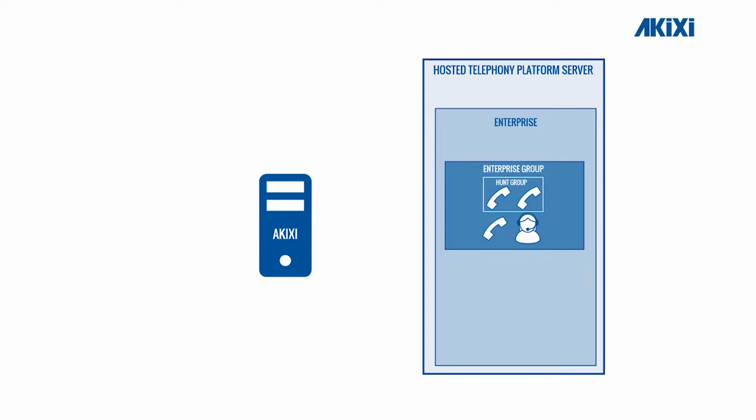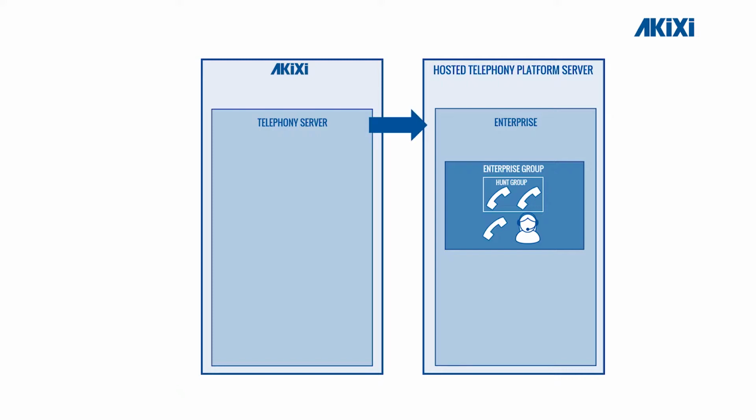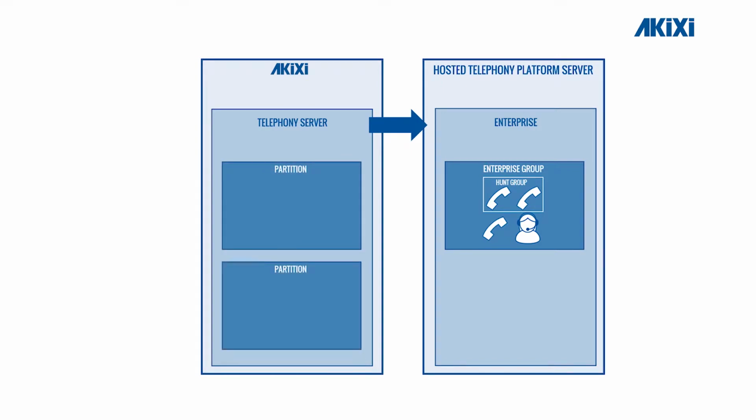So let's have a look at the Akixi server. The first component we need to start building the Akixi instance is the Telephony Server. The Telephony Server component is what connects the Akixi instance to a specific hosted telephony platform. So the next component we need is a partition. You are able to have multiple partitions within a telephony server, but for this example we're just going to focus on one.